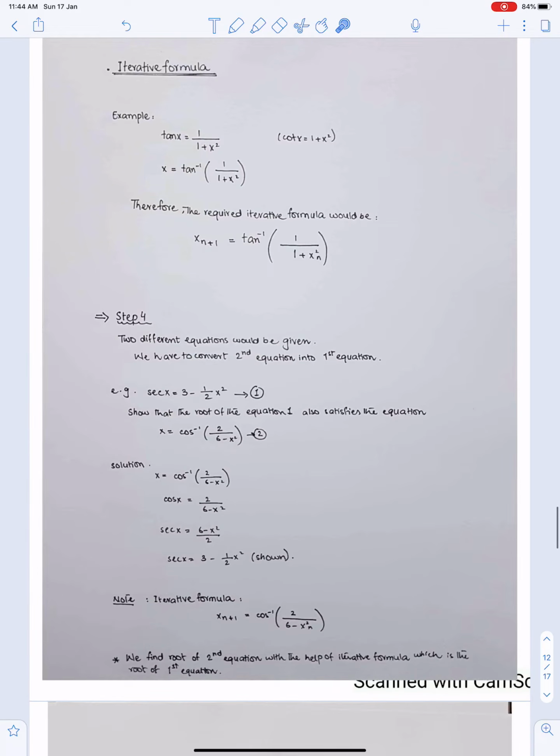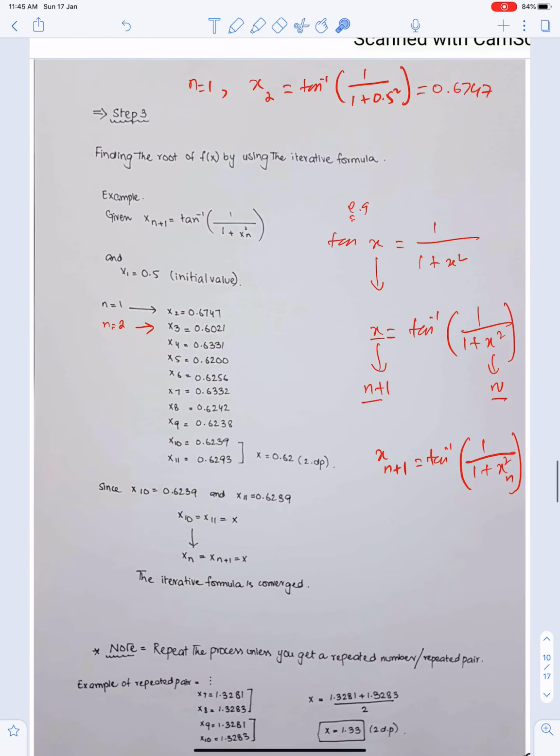Iterative formula. I already have discussed this thing. If the formula is not given, then you can form the formula yourself. First, make x the subject. Since the formula is converged, as we know, because when the formula is converged, xn plus 1 is equal to x. That is why we wrote n plus 1 here and n here. I already have explained this over here.